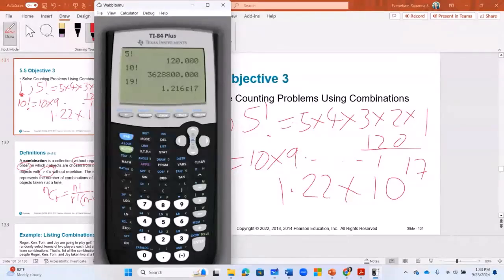So this student said there is no real solution. But that is false. The solution is so large, that's all. It's a large number, but it doesn't mean no real solution. Anyway, whenever you see this, it means scientific notation. So we just explained factorial. Let's go to permutation.